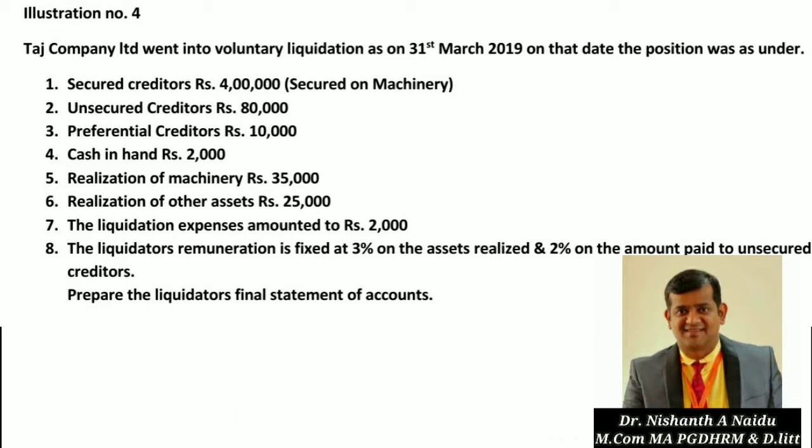The liquidator's remuneration is fixed at 3% on the assets realized and 2% on the amount paid to unsecured creditors. So here we are going to calculate the liquidator's remuneration in two aspects. One is 3% on the assets realized, whatever the value of assets realized. And 2% we are going to calculate on the amount paid to unsecured creditors, whatever the unsecured creditors receive. So prepare the liquidator's final statement of accounts.